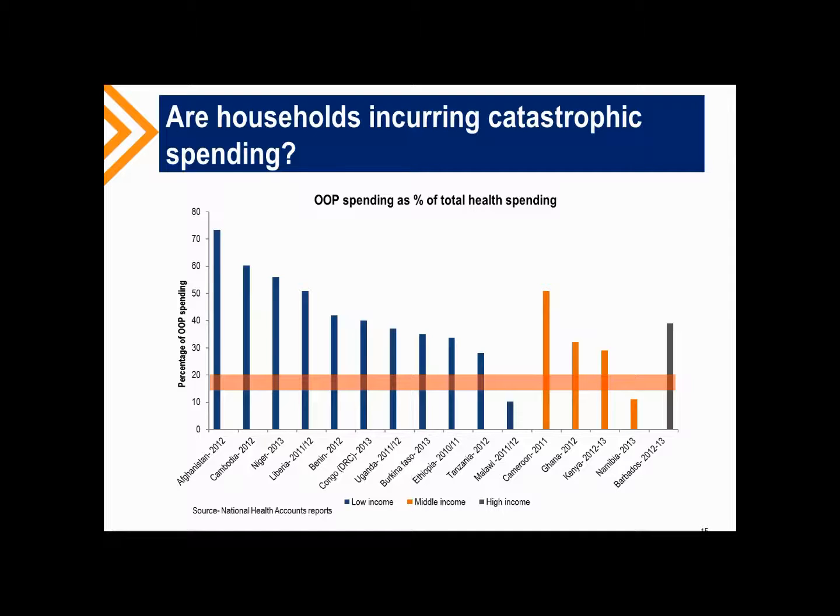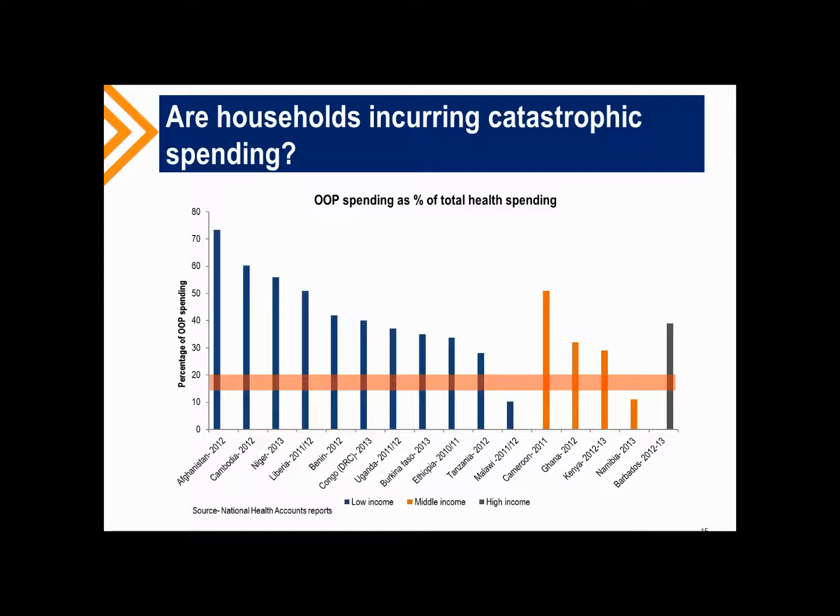The chart here shows the percentage of total health spending that's from out-of-pocket. The red bar across the chart is where out-of-pocket is between 15 to 20% of health spending. And a WHO study in 2010 showed that when out-of-pocket spending is above this line, the risk of catastrophic spending and impoverishment increases significantly. So countries can use health accounts to benchmark themselves against this indicator, but also against peer and their neighboring countries.